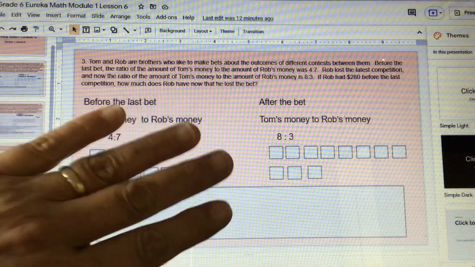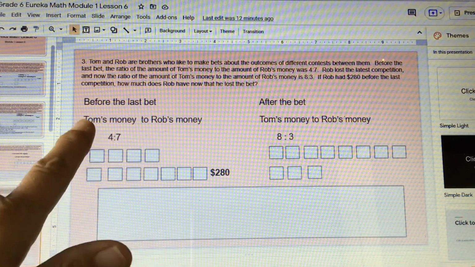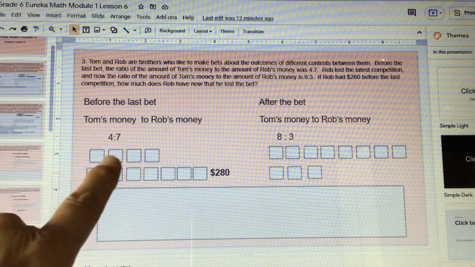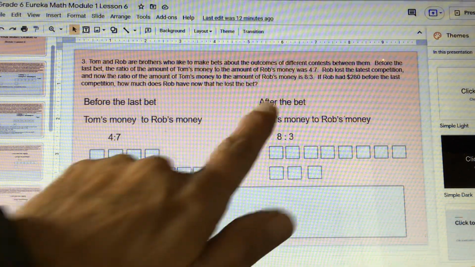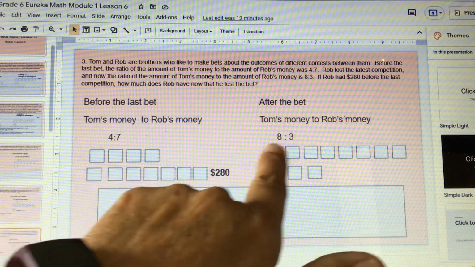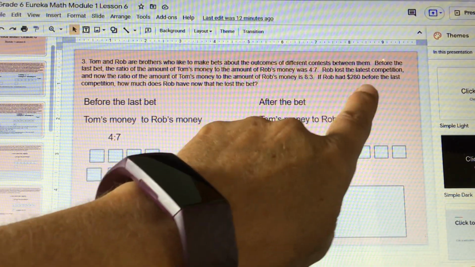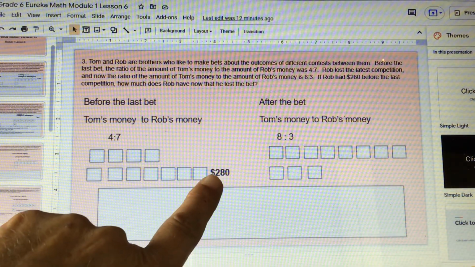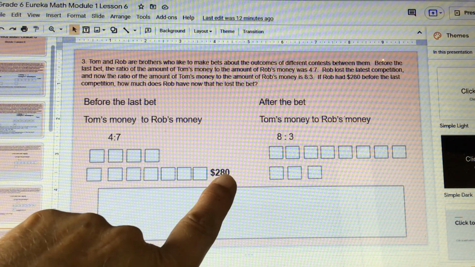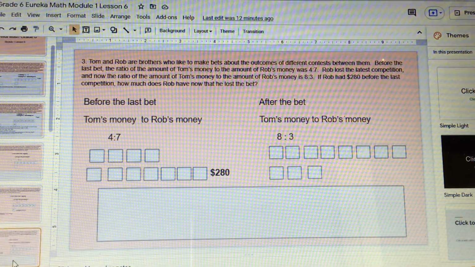So again, whatever you know, you should start writing it out. Before the last bet, Tom's money to Rob's money, Tom is 4 to 7, okay? After the bet, Tom's money to Rob's money, 8 to 3. They also told us if Rob had $280 before the last competition, how much does Rob have now? So this is what we're trying to find out. So how am I going to find that out?